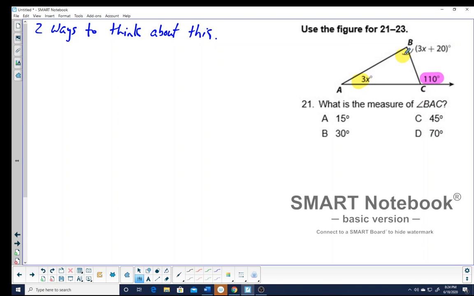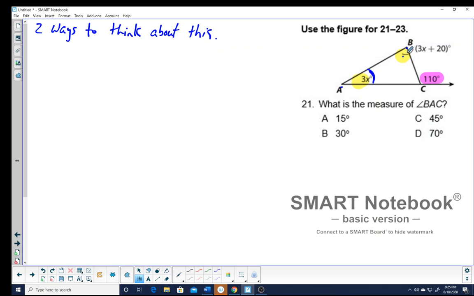On 21, you have a triangle. Remember in these diagrams that we talked about in school, 110 degrees is called an exterior angle. And remember, the exterior angle is equal to the sum of the 2 interior angles that are not adjacent to it. So these 2 angles right here, we know, have to add up to be 110. That's one way to think about it. What's the question asking? It says, what's the measure of BAC? BAC is this angle right here. So we're trying to find the measure of this angle here.